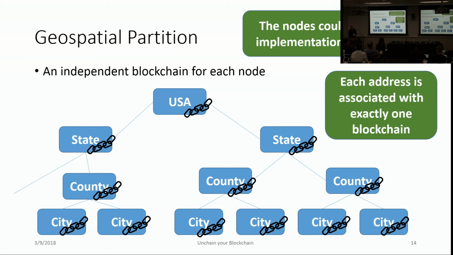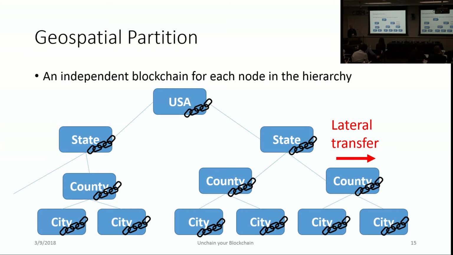Now each address or wallet, whatever you prefer; "address" is a little bit ambiguous. When I talk about address, I mean address in the sense of Bitcoin, not address in the geographical sense. Each address is associated with exactly one blockchain. And now a literal transfer is the usual transfer: you have two addresses in a single blockchain, and they transfer money from one address to the other. That's not different from what we currently have.